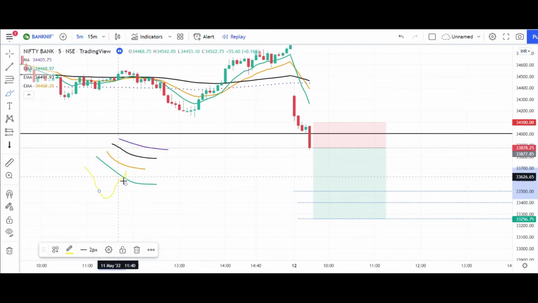So in such a scenario, the 10 and 20 will work as immediate resistance, so it will keep on rejecting from there, this and this. As soon as it closes above this 20, we will exit. So this is how you trail the stop loss in a good bearish trend setup.